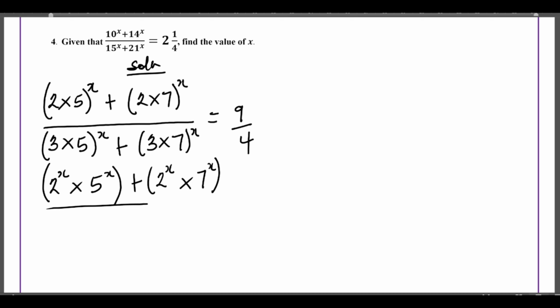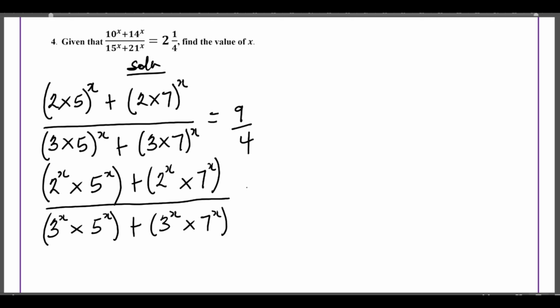Now, the denominator, we're going to repeat the same process. So we have 3 raised to the power x multiplying 5 raised to the power x, then plus 3 raised to the power x multiplying 7 raised to the power x. So the whole of this, okay, let's say is equal to 9 on 4.